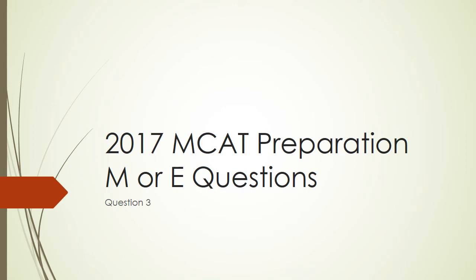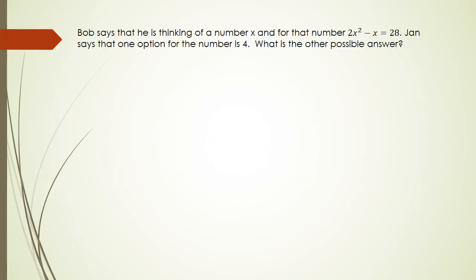We're going to be looking at merit or excellence questions. The question we're going to be looking at today is this one here. Bob says that he's thinking of a number x, and for that number, 2x squared minus x equals 28. Jan says that one option for the number is 4. What is the other possible answer? So with this question, what we have is 2x squared minus x equals 28.